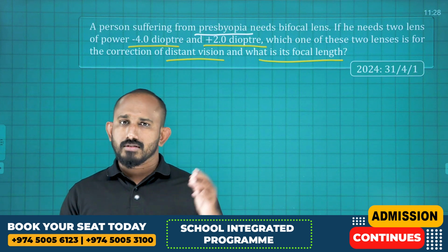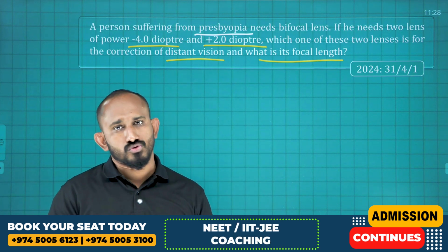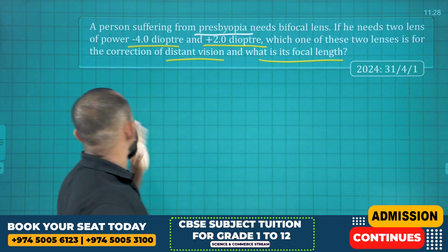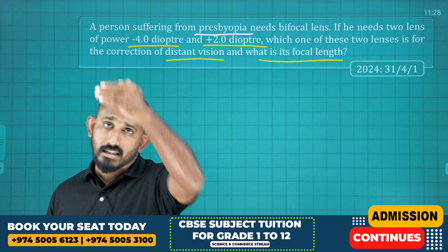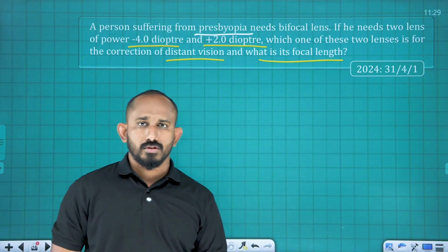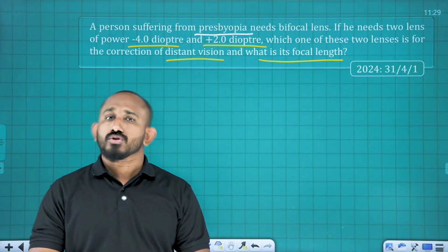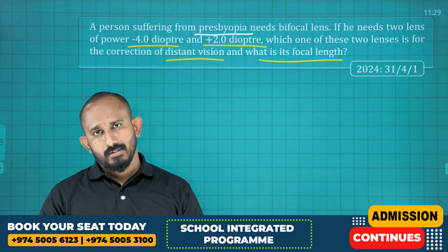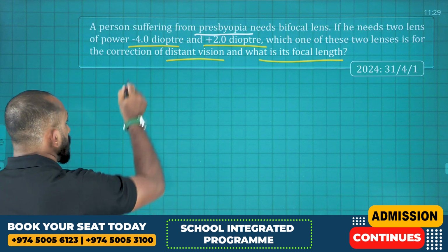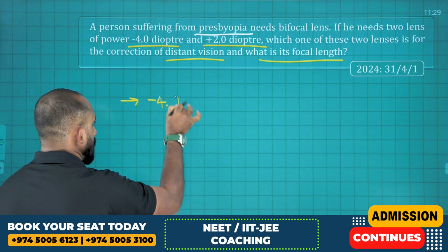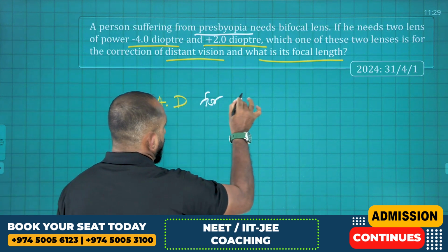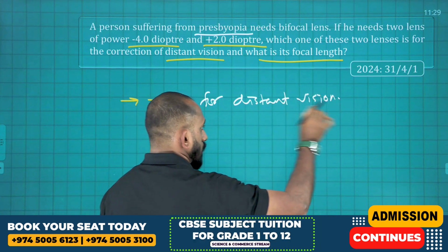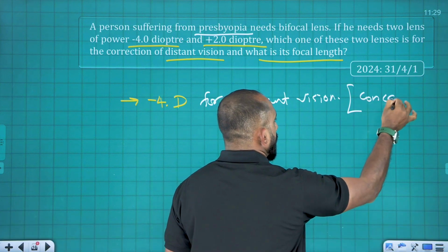At the beginning I told you, if there is a numerical, then only in the correction question it used to be. So here, which of these two lenses is for the correction of distant vision? To correct distant vision, that is to see distant objects clearly, is myopia. To correct that, you need a concave lens. Power should be negative. So which lens is used? The power of -4 diopter for distant vision. Why? It is a concave lens.